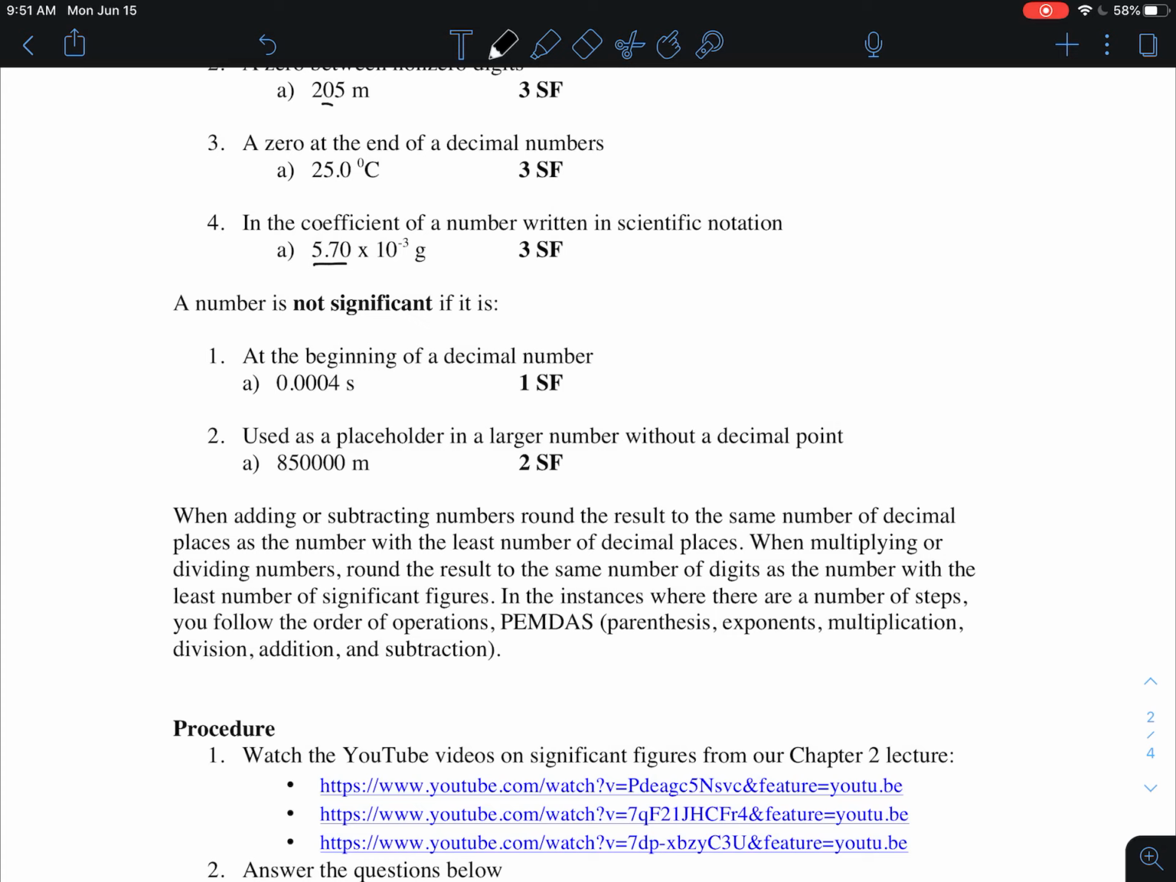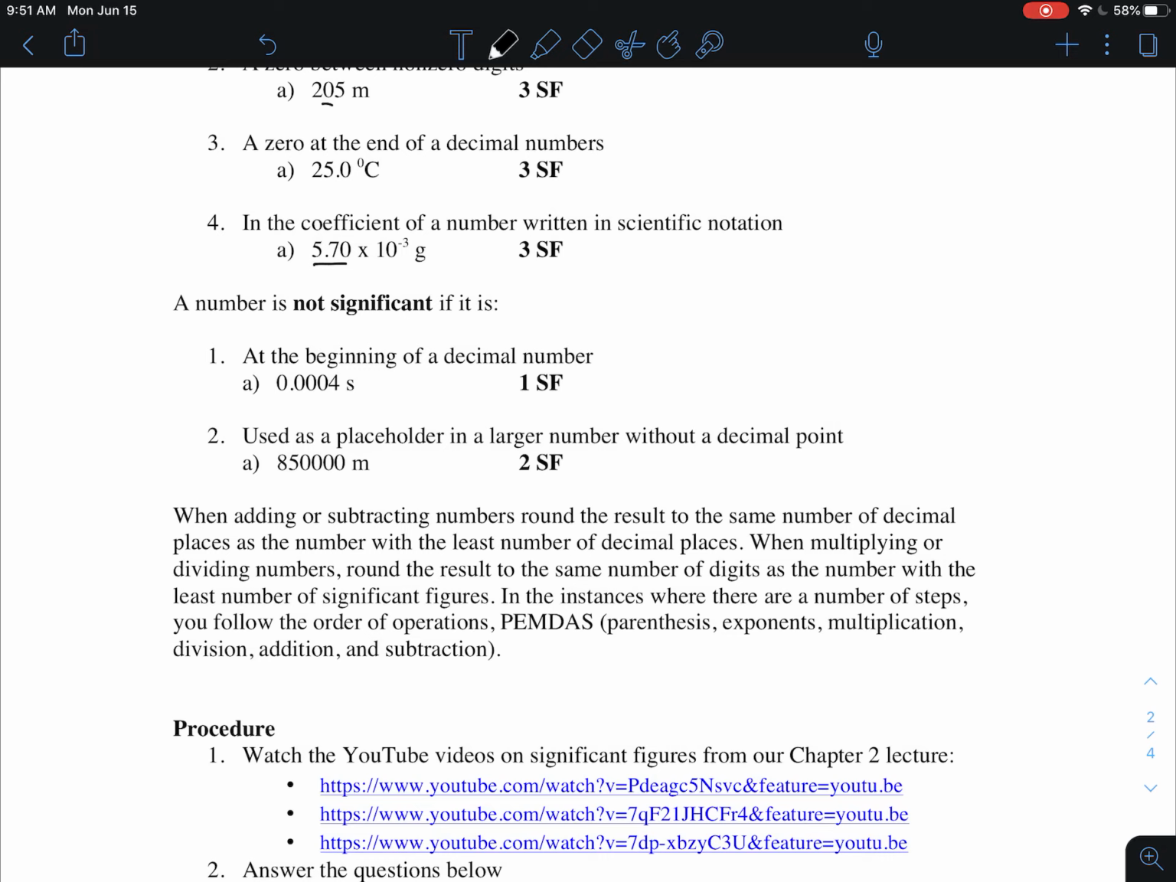So when you're adding or subtracting, you're going to round your answer to the least number of precision numbers, which is the least amount of numbers after the decimal. When you're multiplying or dividing, you round your number to the least amount of sig figs. So then you're taking into account the entire number.